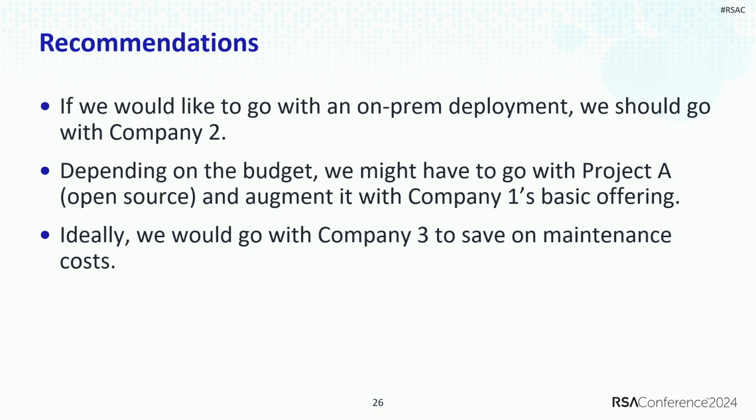So this is an example of what a recommendations page could look like. And really this, let me read them to help visualize things better. If you would like to go with an on-prem deployment, we should go with Company 2. Depending on the budget, we might have to go with Project A, which is open source, and augment it with Company 1's basic offering. Or ideally, we would go with Company 3 to save on maintenance costs.